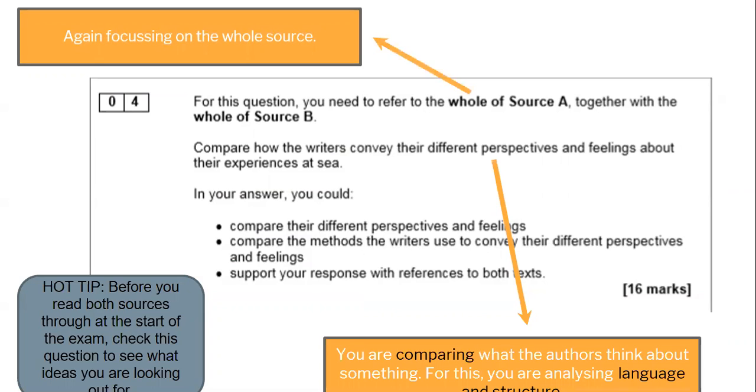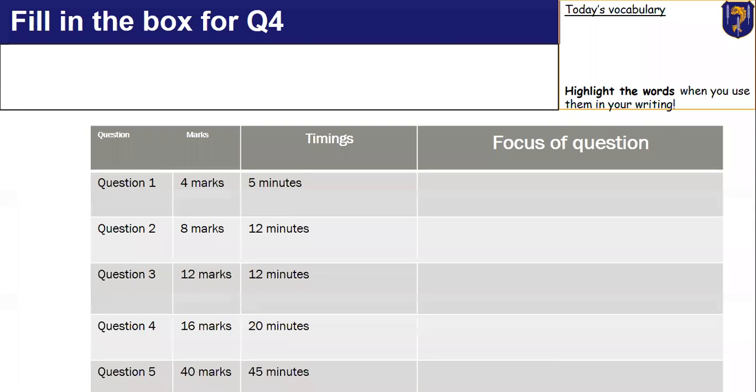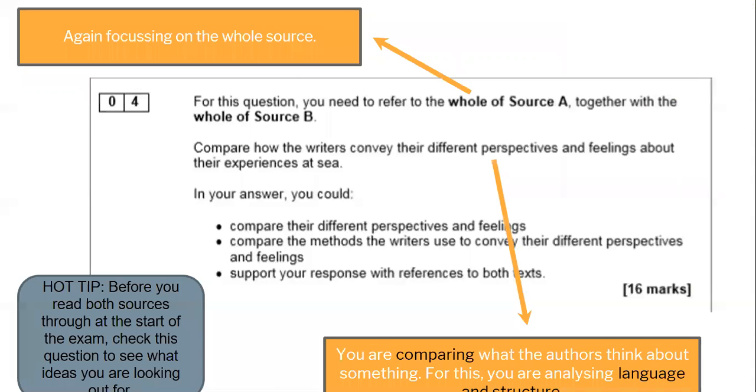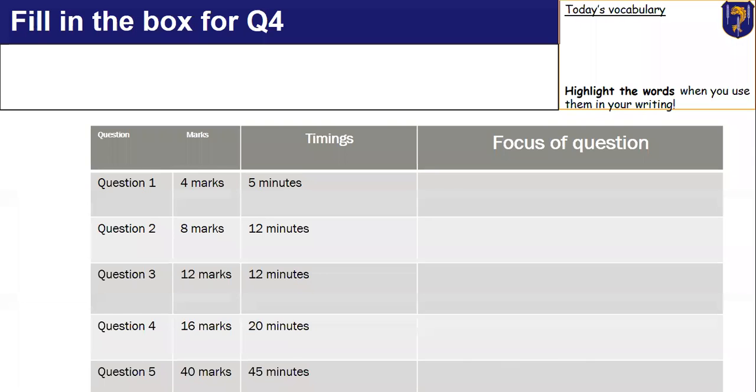So before you read both sources through at the start of the exam, check this question to see what ideas you are looking for. It saves you time in the end, gives you more time to write. Okay, so for question 4, focus of the question, write it, pause the video and write it in now. Okay, good. So for this, you should be writing a comparison about a statement. So, you know, compare how the writers compare their different perspectives. So you're going to be analysing language and structure.